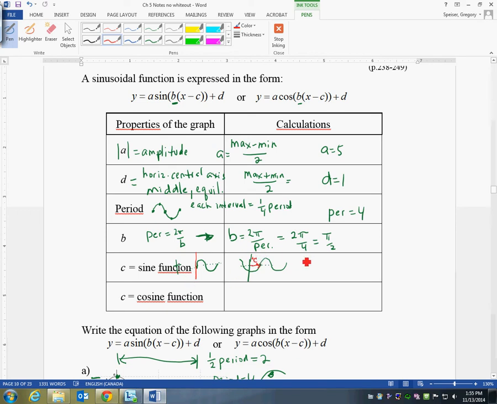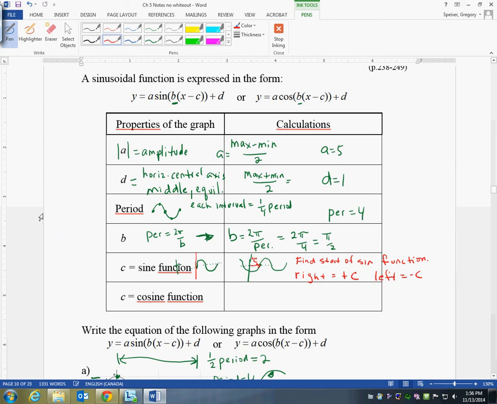Find the start of the sine function. Right equals a positive c. And left, if you need to, would be equal to a negative c.